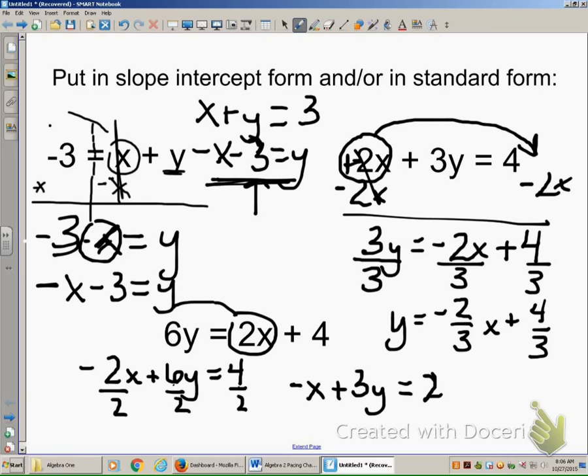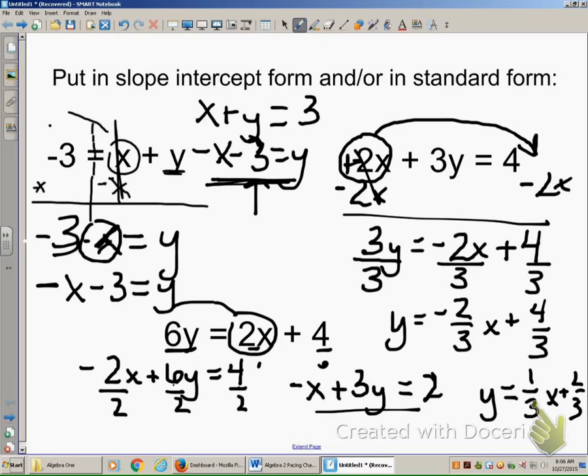So I'm going to have 6y equals 2x plus 4. That's almost in slope-intercept form. I just got to get the y by itself. So if I divide everything by 6, I end up with y equals 2 over 6, which reduces to 1/3 x. 4 over 6 reduces to 2/3. So plus 2/3. Now it's in slope-intercept form.